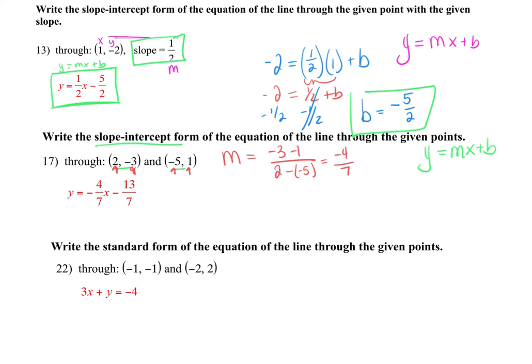So now you have your slope, your m, and you can choose either one of your points. So I'm going to use the first point. You can either do what we did above, and you can fill in your y, negative 3, equals m, negative 4/7 times x, which is 2 plus b. Multiply those, that's negative 8 over 7 plus b.